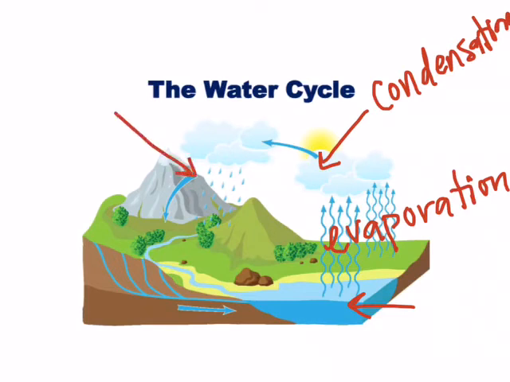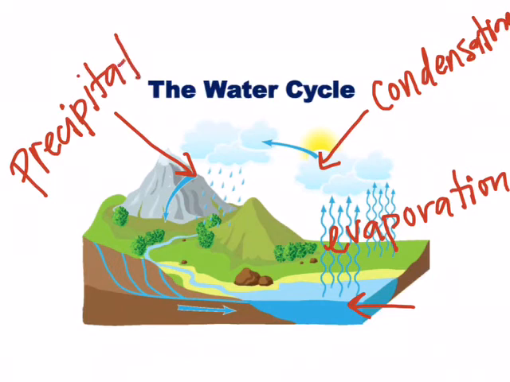Now, here's rain. This is precipitation, which could be in the form of rain, also snow, sleet, freezing rain. As the water is coming down the mountain, it would be doing something called runoff, which just means that it's going down a slope into a larger body of water.